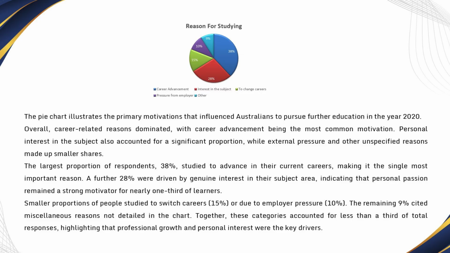This example shows something important. You don't need to explain every single segment. Just focus on the dominant trends and make comparisons where they matter. In fact, that's one of the most common mistakes students make, trying to describe every tiny piece. But it's not about reporting everything. It's about selecting the key data and presenting it clearly.